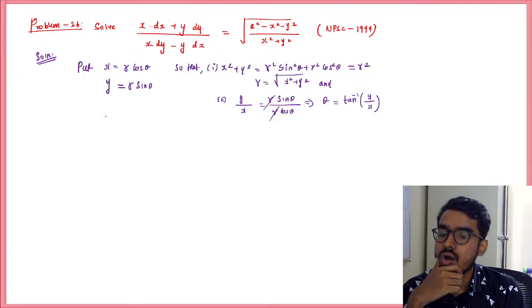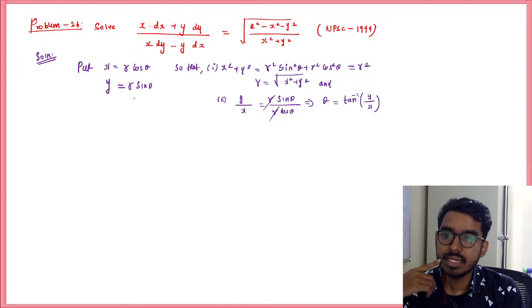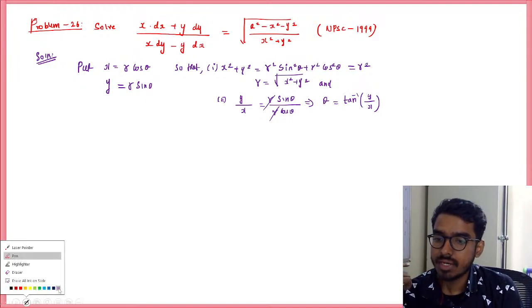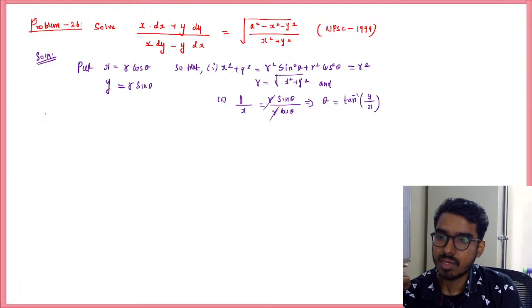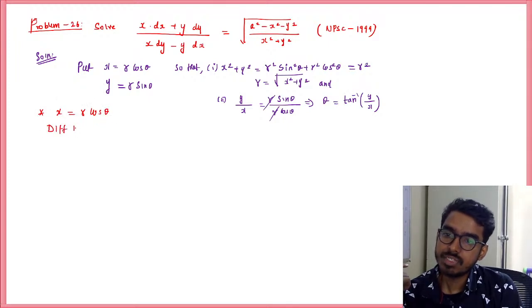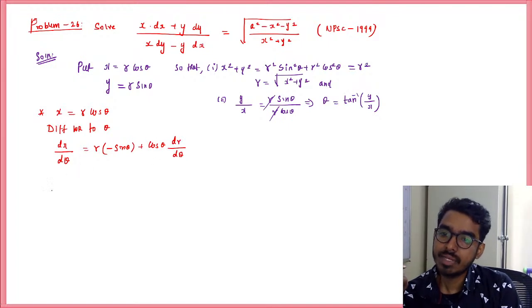Okay. Now, after the substitution, we need dx and dy, right? So we have x equal to r cos theta. I'm just going to make use of implicit differentiation. So we have x equal to r cos theta. Differentiate with respect to theta. So we have dx by d theta. Just make use of the UV method. So r into the differentiation of cos theta, which is minus sin theta, plus, let us keep this cos theta as it is, and dr, which will be dr by d theta. Right? This is dr by d theta.